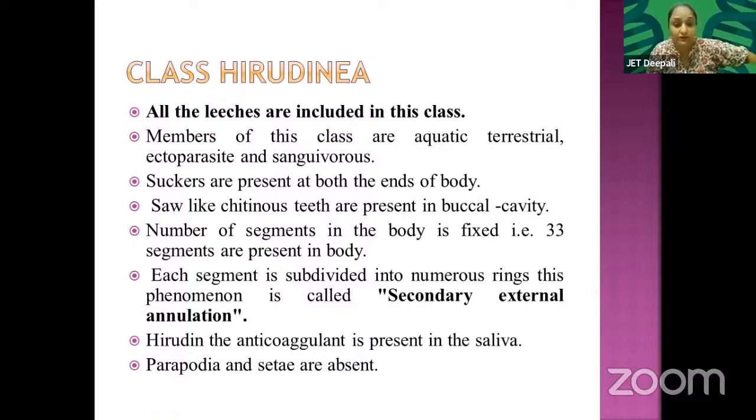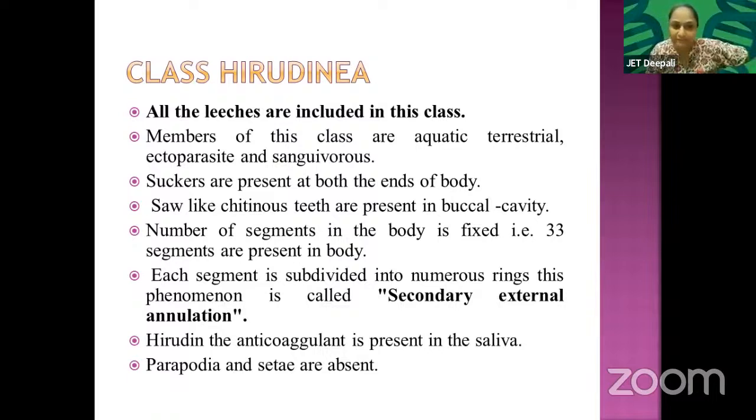So if they ask, what is secondary external annulation? You have to say: further subdivision of a segment into numerous rings. Or they can ask which class of Annelida has secondary external annulation. Okay, leeches. Or, instead of giving the class name, they can give the names of organisms. They will give leeches, earthworms, lilies. You have to take leeches.